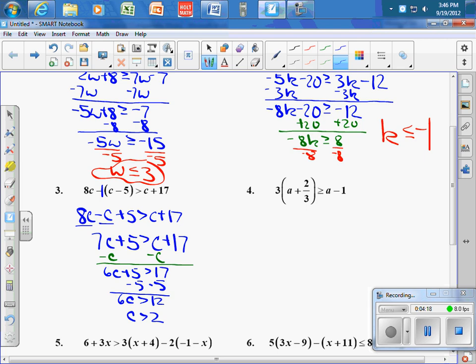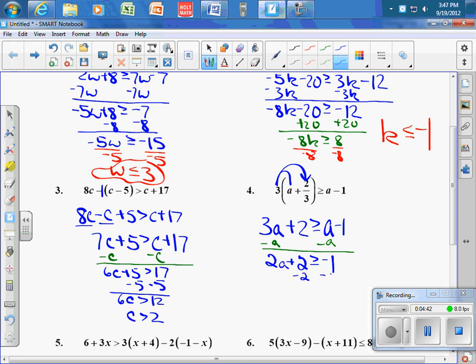In number 4, I'm going to take 3 times a. It gives me 3a. I'm going to take 3 times positive 2/3 plus 2 is greater than or equal to a minus 1. Subtract the a from both sides. Gives me 2a plus 2 is greater than or equal to negative 1. Subtracting 2 from both sides, I get 2a is greater than or equal to negative 3. Dividing both sides by 2, a is greater than or equal to negative 3/2.